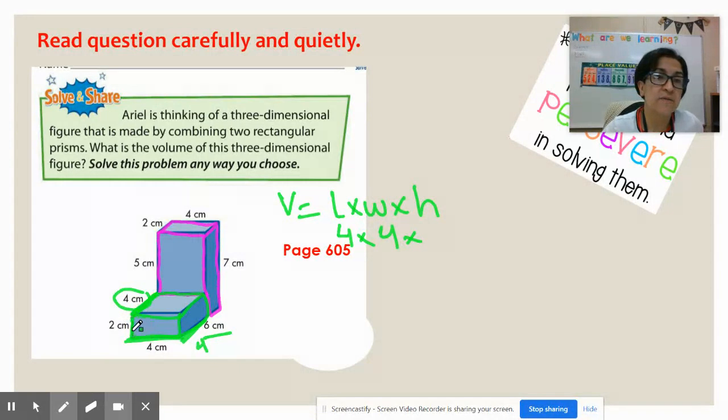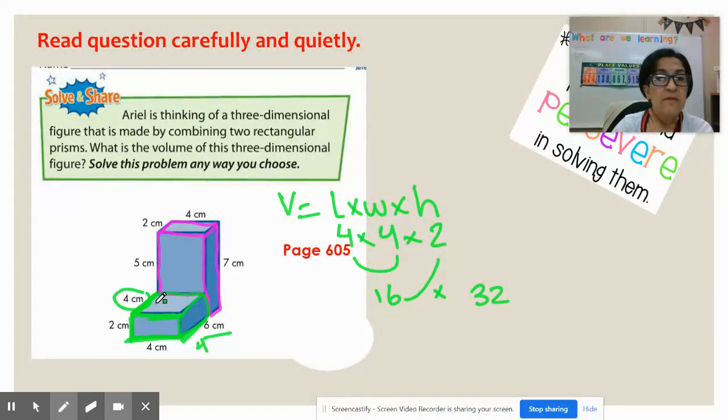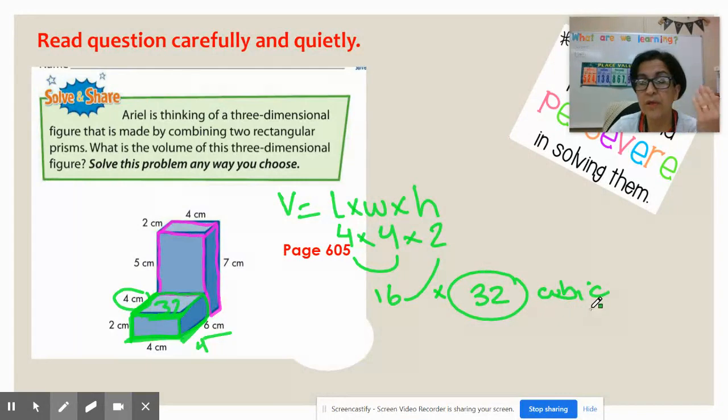The height is here. Okay, so the volume of this first box here is 4 times 4 is 16. Then you multiply by 2 equals 32. So this is 32 cubic. Remember, now it's cubic because it has 3 dimensions. Cubic centimeters because of the centimeters.